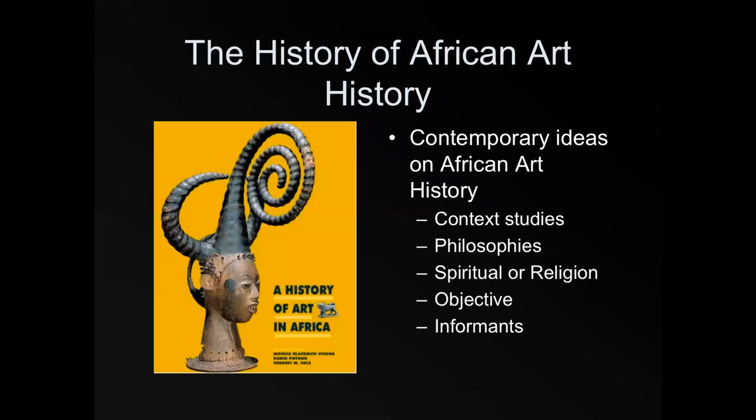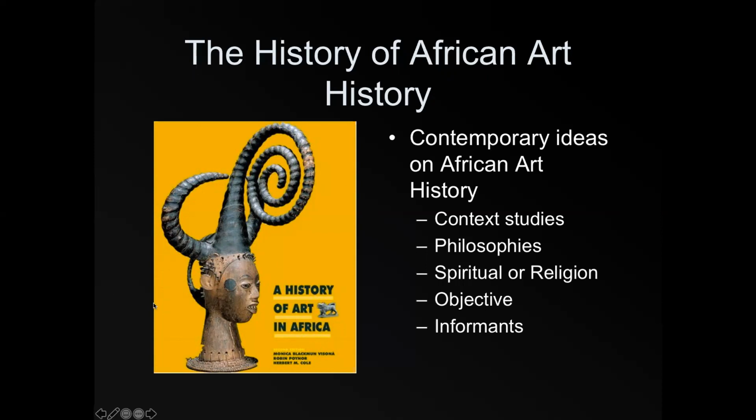So if we move forward to contemporary ideas about African art, instead of saying, oh, look at this stuff and let's compare it to Western art, there were context studies. In other words, if you found a work of art, you talked to people, you asked them what they meant. You tried to understand their culture, their religion, their philosophies. And the idea was to try to be more scientific in a 20th and 21st century way, to be more objective. But of course, this is impossible.